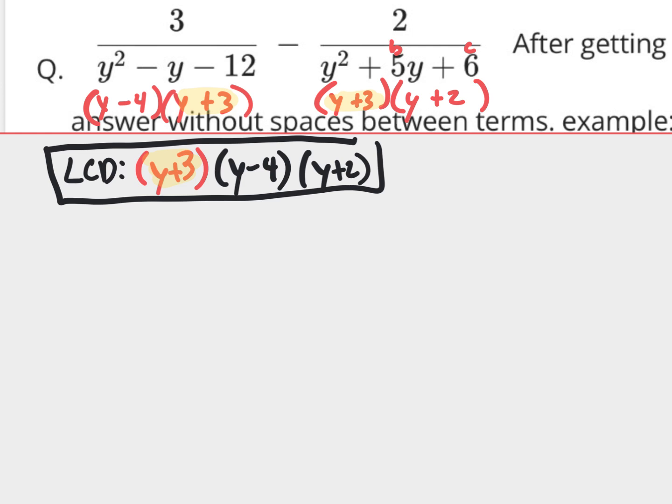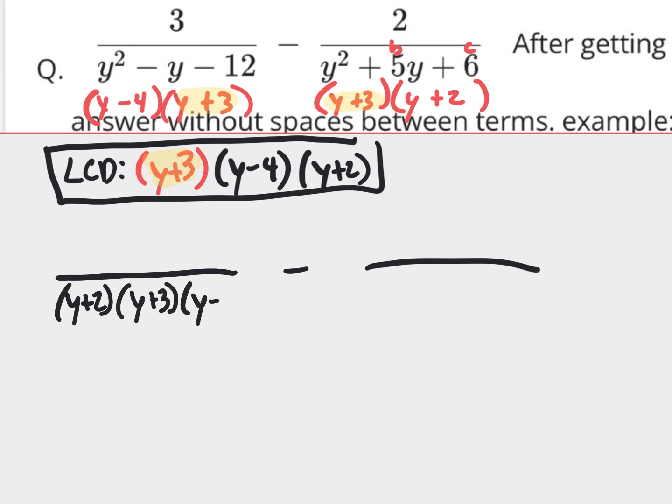But the bottom line is you're going to have to change both of these factored form denominators to look like this. So the first fraction, you're going to have the LCD y plus 2, y plus 3, y minus 4. And you got to ask yourself, how do you change the first denominator to become this LCD? Well, you have the y minus 4, that's good. You have the y plus 3, that's good. But you're missing the y plus 2. So obviously to change this to this, you got to multiply by y plus 2. So you're going to multiply both top and bottom by y plus 2.